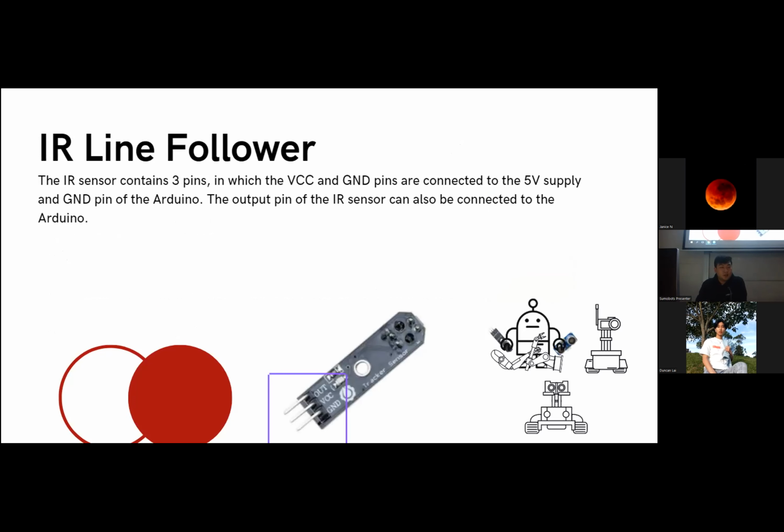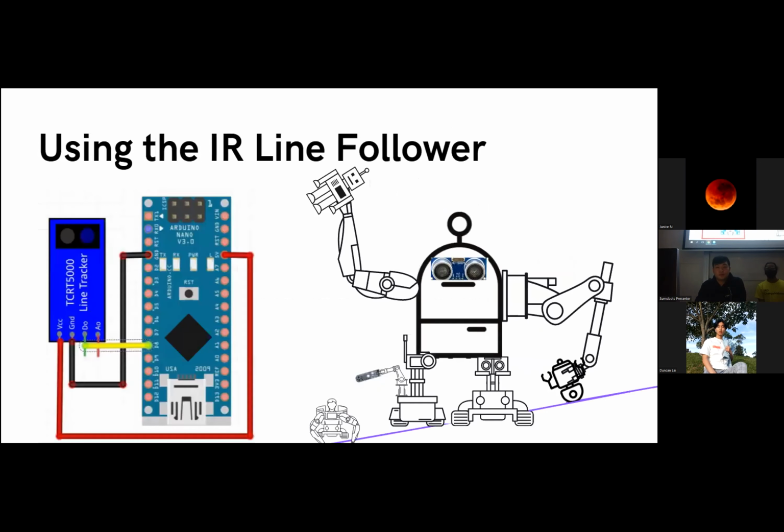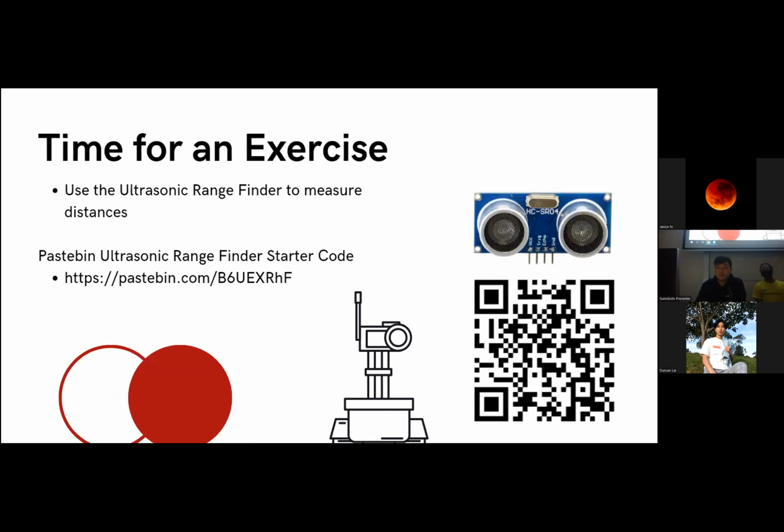The line follower contains 3 pins, in which the VCC and ground pins are connected to the 5-volt supply and ground pins of the Arduino. And the output pin of the IR sensor can also be connected to the Arduino. All right, and this is also a preliminary wiring for the IR line follower, but we will unfortunately not be using this today. All right, so time for another exercise. We'll be using the ultrasonic rangefinder to measure distances, and the startup code for you guys will be on this link. All right, thank you.